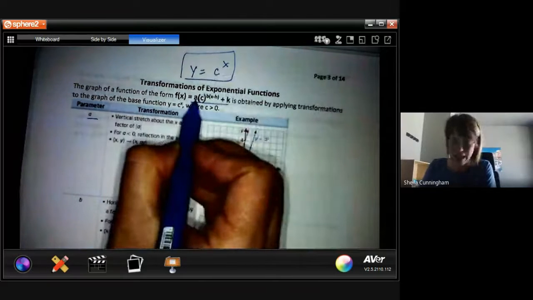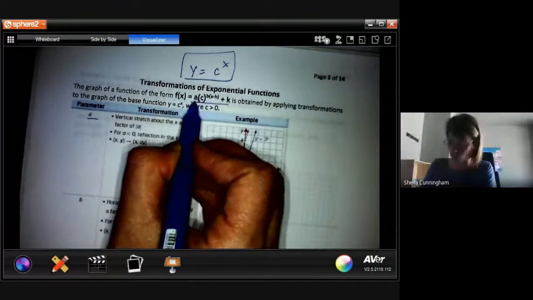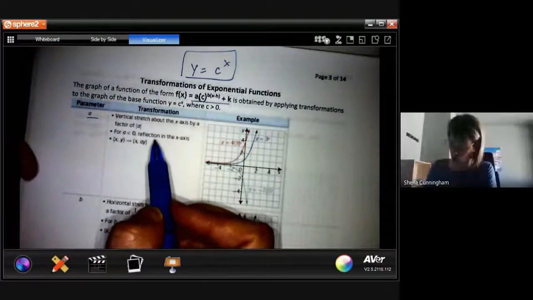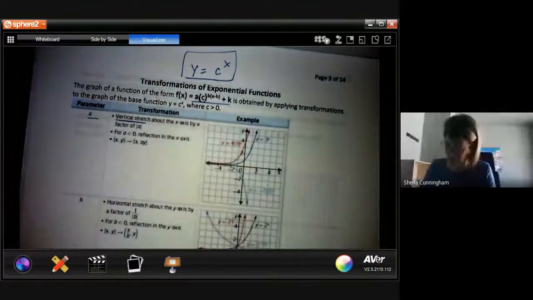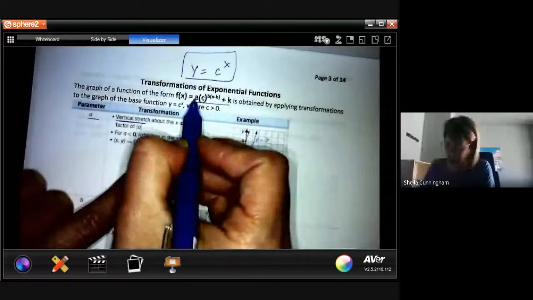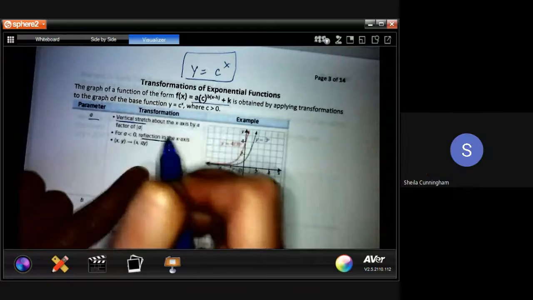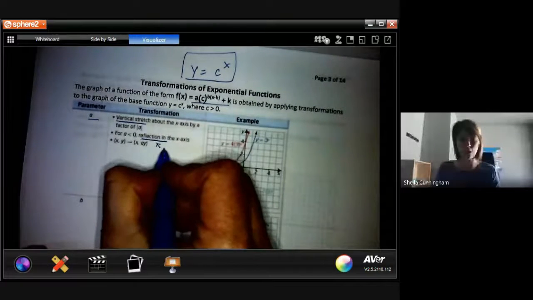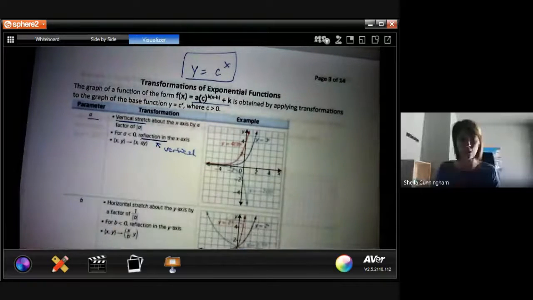Now the a, there'll sometimes be a value in front of our base, which will still indicate whether or not our graph is going to stretch vertically. So it's going to show if we have that vertical stretch. And if it happens to be negative, if we have a negative a, then we know we're going to have that vertical reflection, right? So we could just simply write it as a vertical reflection if your a value is negative.